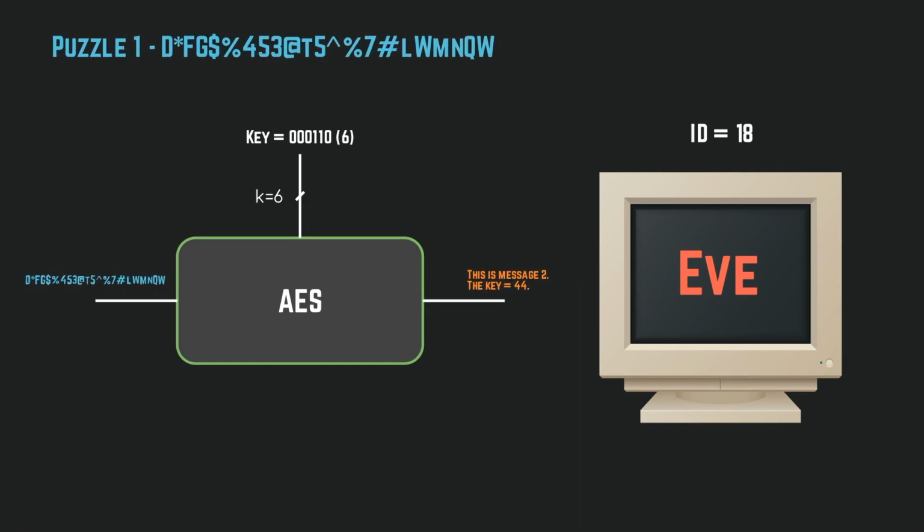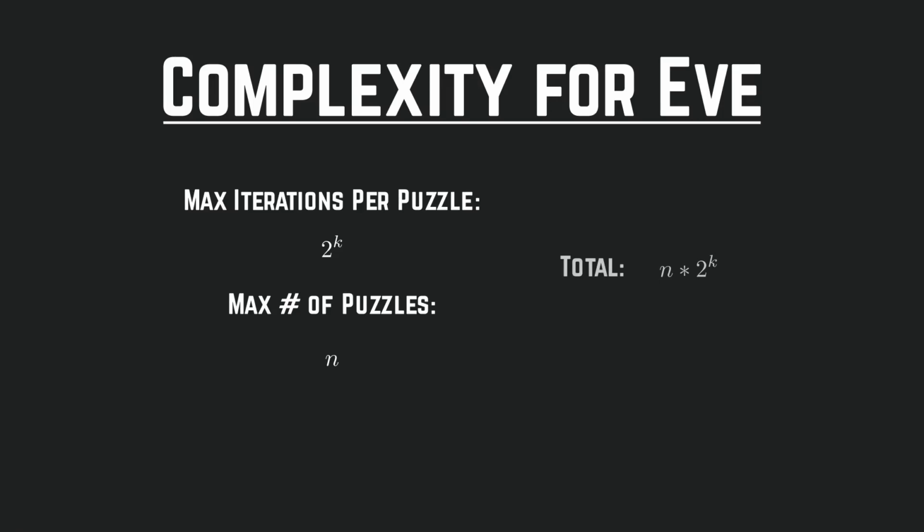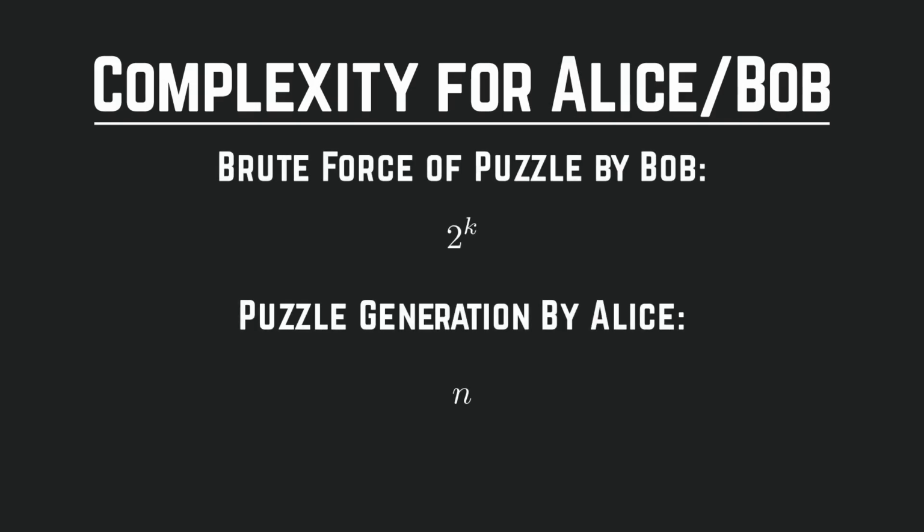So that means each puzzle requires a maximum of 2^k iterations to find the key, and Eve will have to brute force attack a maximum of n puzzles to find the correct key. So in total, we would expect n times 2^k iterations for Eve to break the key. From the perspective of Bob and Alice, Bob required a maximum of 2^k iterations to find the key, and Alice required n iterations to generate the puzzles.